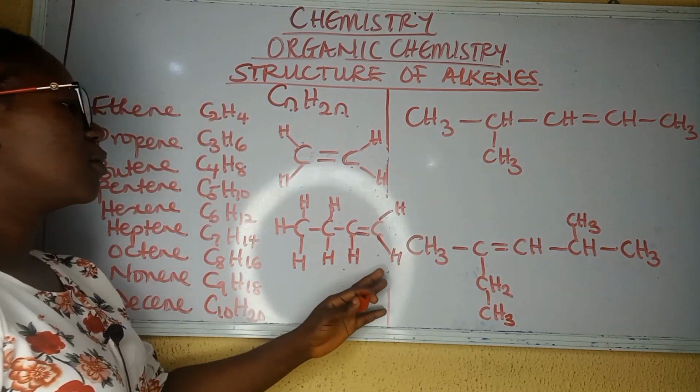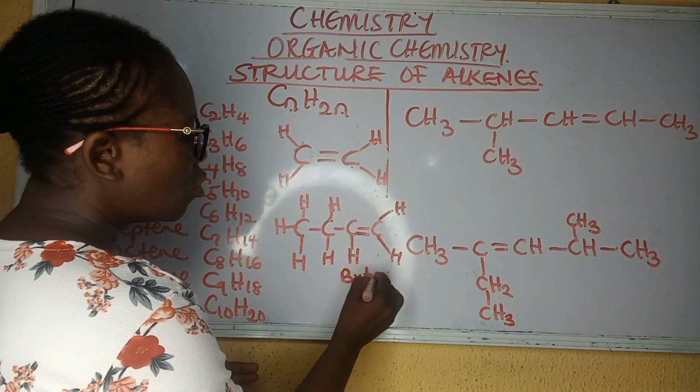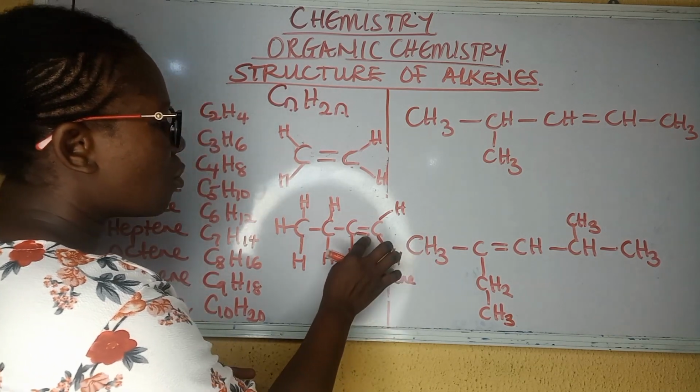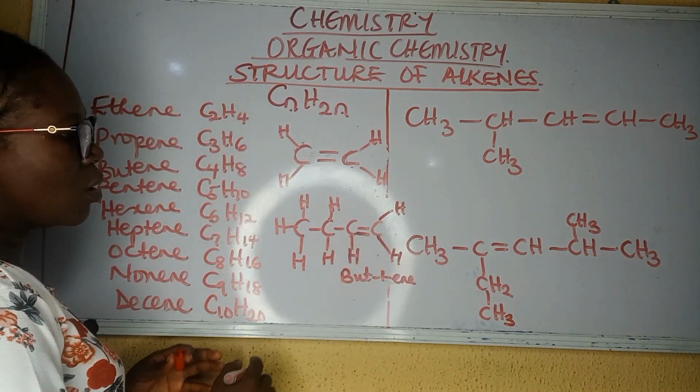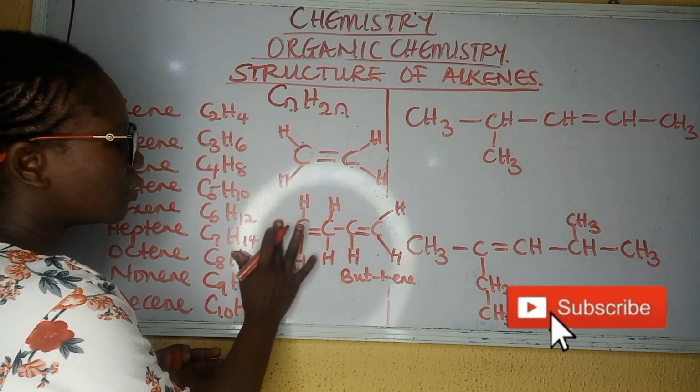So this is what butene looks like, and this is but-1-ene, because the double bond is on carbon 1. Now the double bond can also be here, and then you get something like this.